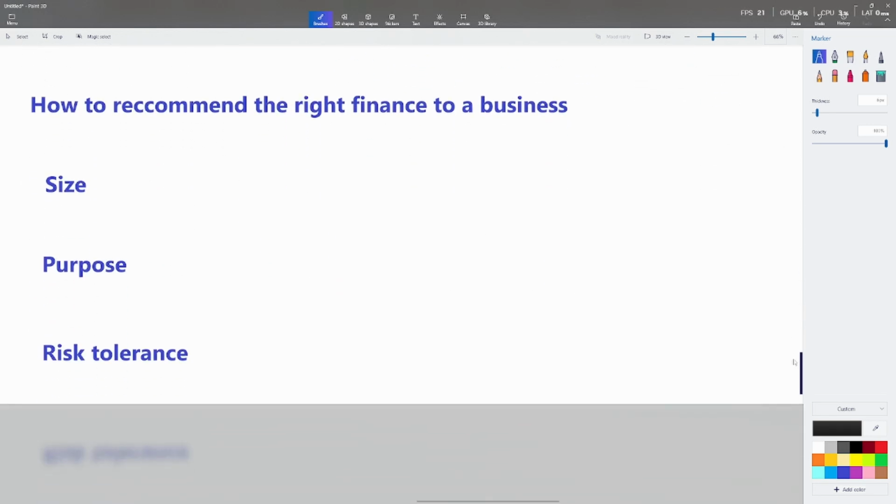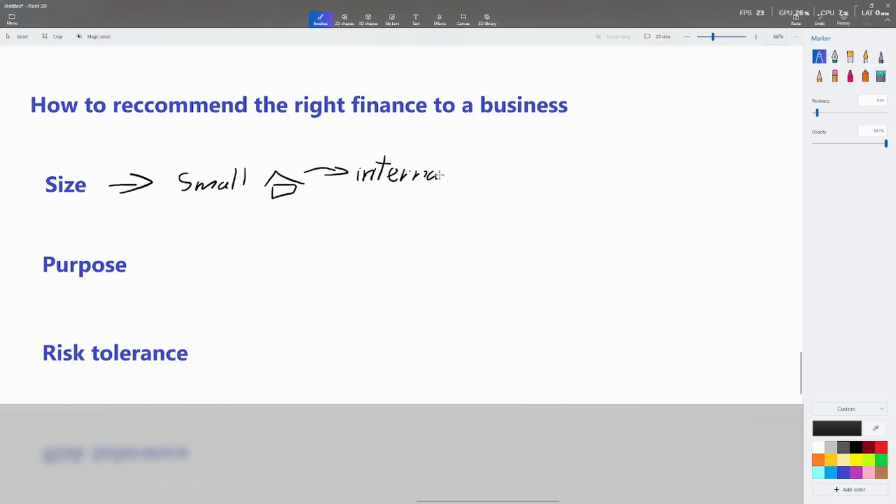So how to recommend the right finance type to a business? You have to really look at 3 things: the size, purpose, and risk tolerance. So you know that when the business is quite small, then it doesn't have a lot of options to get finance. They cannot get loans because they don't have any collateral, and they cannot maybe share part of their business to a business angel or venture capital as well. And then when it's small, you usually want to rely on internal sources.